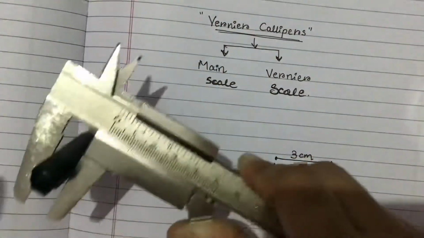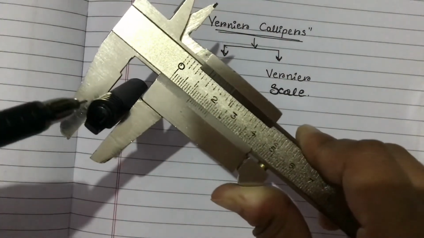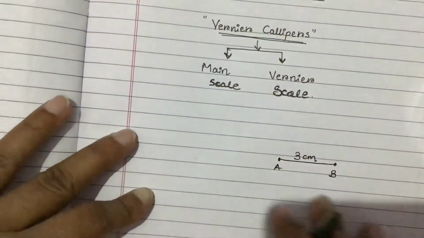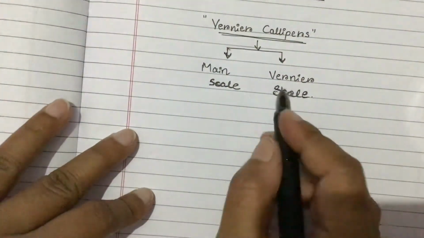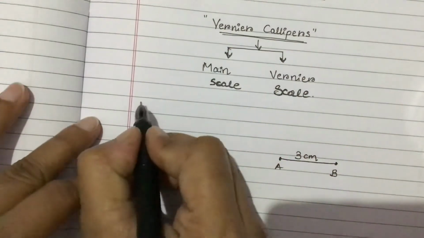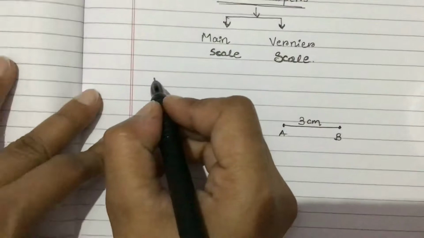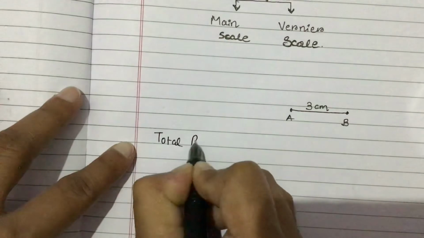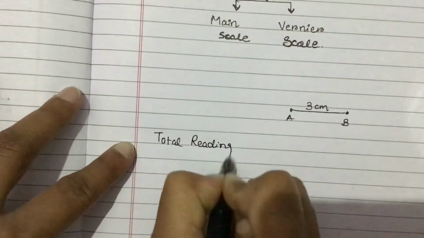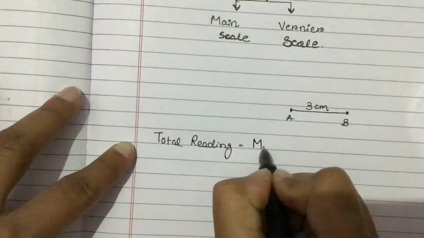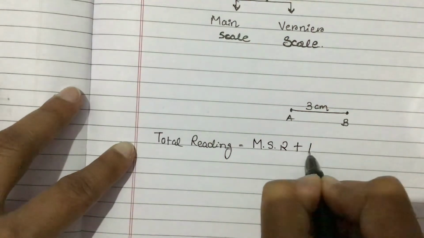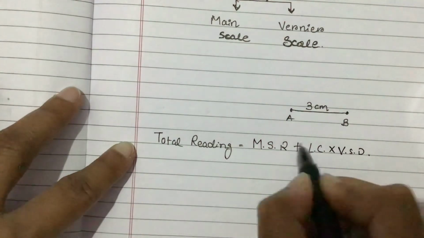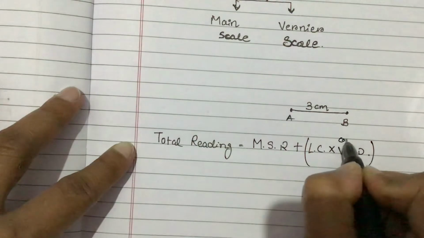Now, in order to get the total diameter or total reading, what can we take? Let me tell you the formula. The formula to measure the total reading with the help of a Vernier caliper is: Total reading is equal to MSR plus LC into VSD. Now which VSD? The coinciding one.